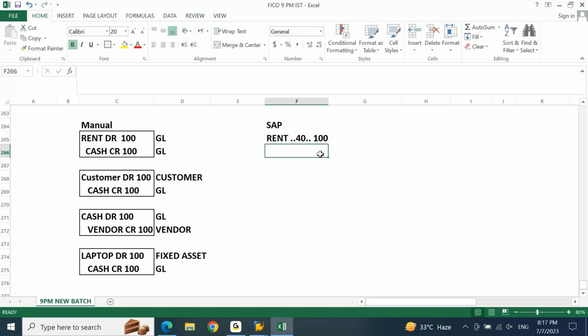Similarly, next one, cash. What will be the posting key? 50. It will be 50. The amount will be 100. When you're writing in SAP, debit is always a positive number. Credit is always a negative number. I need to mention minus 100.